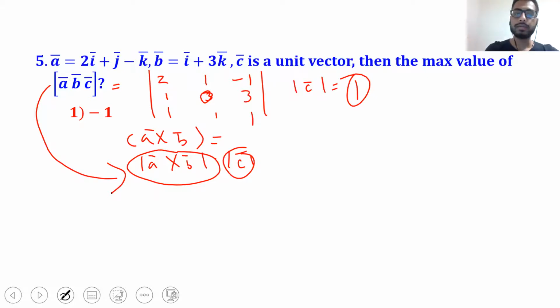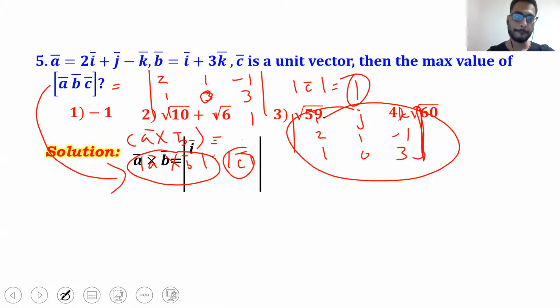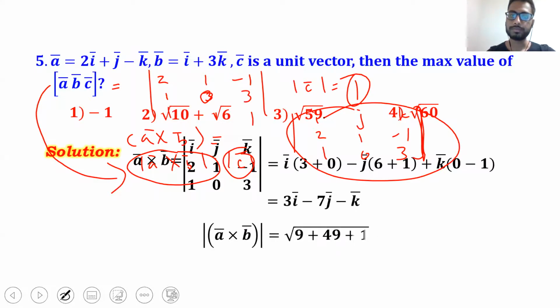And how do we find magnitude of A cross B? Magnitude of A cross B is nothing but, I have i j k over here, and terms of A are 2, 1, minus 1, and terms of B are 1, 0 and 3. So just simplify this. Answer of this is the final answer. On simplification, the answer is coming as under root 59. Therefore, root 59 is the answer.